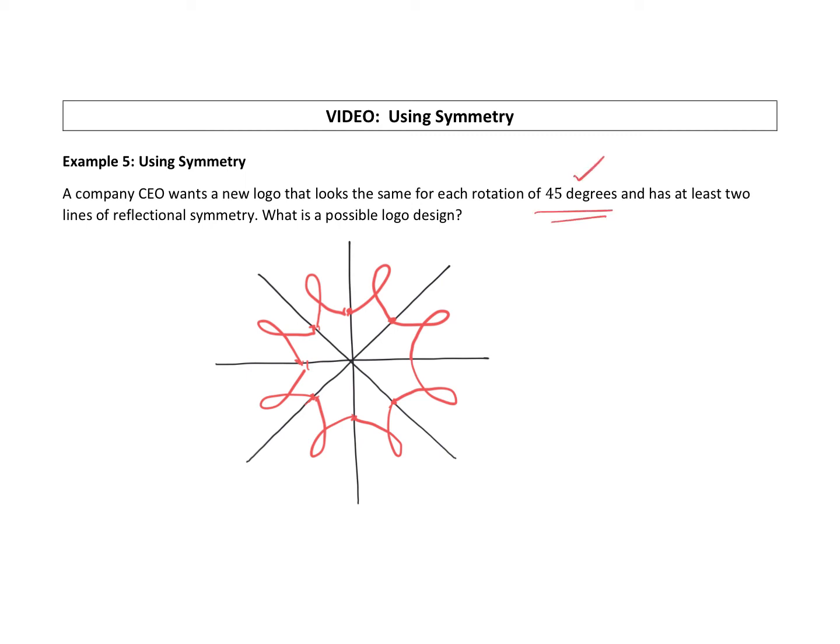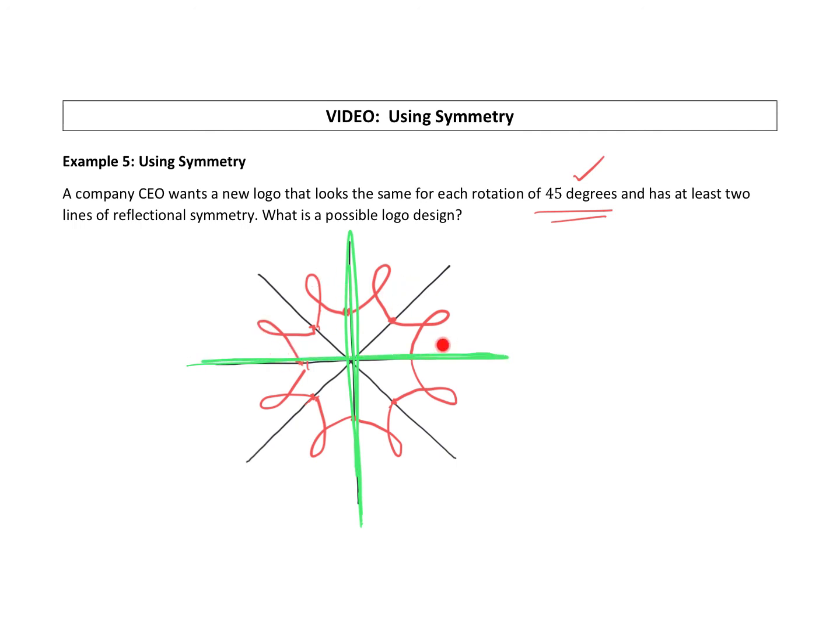The other thing they wanted was at least two lines of reflectional symmetry. Reflectional symmetry is when there is a symmetry line where it maps onto itself. I have several of them, but I'll point some of them out. Here is a line of reflectional symmetry. I'll just draw them in green. The left side maps onto itself on the right. So there's a reflectional line of symmetry. It maps onto itself. Here's another one right here.